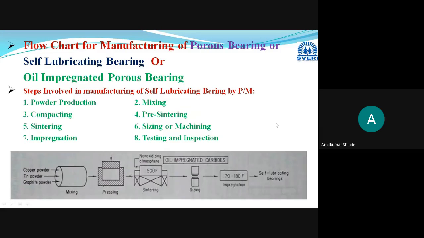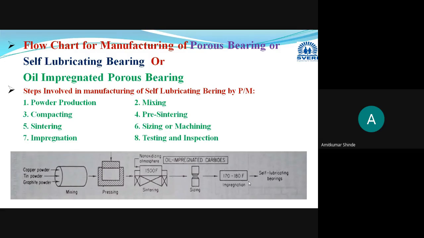Due to this porosity only, in the impregnation process you can add the oil in those pores. Why you will be able to add the oil in a large amount, because it has 30 to 50% porosity, and you can add a sufficient amount of oil. Due to that porosity, it has sufficient oil retaining capacity. This is the first characteristic or property.